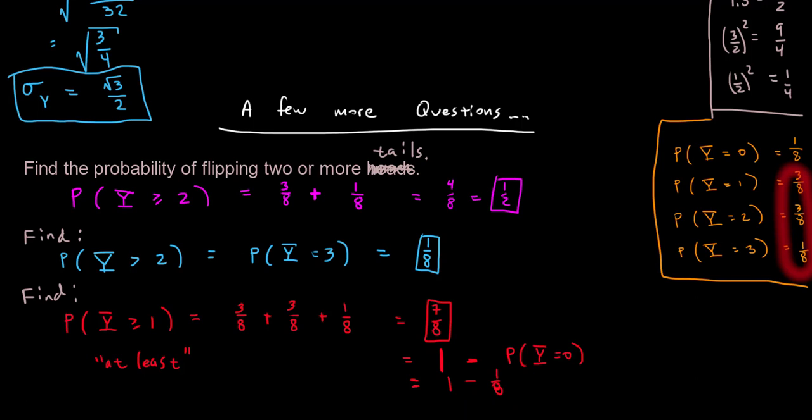Alright, that's going to conclude this video. I'll see you in the next one about another type of discrete random variable called a binomial variable. See you there.